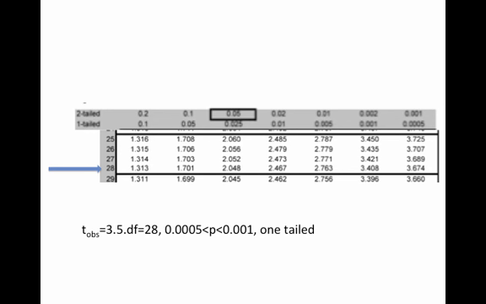Note the information that's presented: t observed, degrees of freedom, your probability range, and whether it was a one-tailed or two-tailed test, and the order that it is presented in. This should be followed in your work.